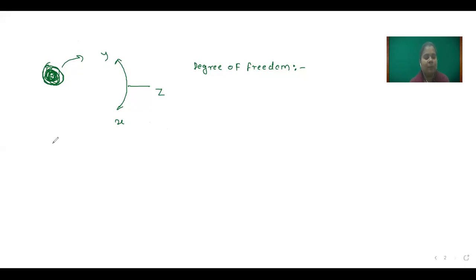Suppose we have taken 3D, we have taken 3D particle. Then for this 3D particle, there are 3 degrees of freedom or 3 particle motions. Okay, so there are 3 motions. I will draw a figure here. Suppose we have taken 3D, then these are the 3 motions. Suppose this is Z axis, this is Y, and this is X axis. So these are the 3 motions.